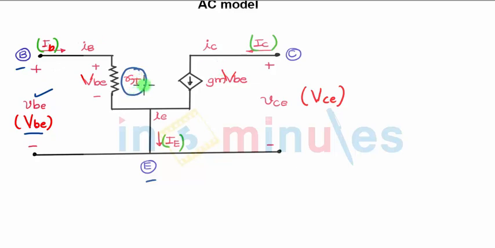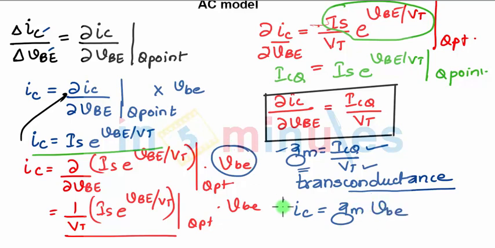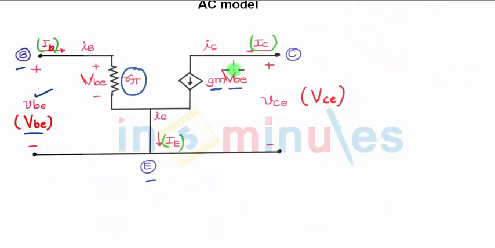So what we have got? We have got the value of R pi and we have got the value of Gm into Vbe, because in the final analysis we have got change in IC with respect to Vbe, but you have the final equation as IC equals to Gm into this multiplier Vbe. So the collector current is Gm into Vbe, which is shown over here as Gm into Vbe. This is how we are drawing the AC equivalent circuit.